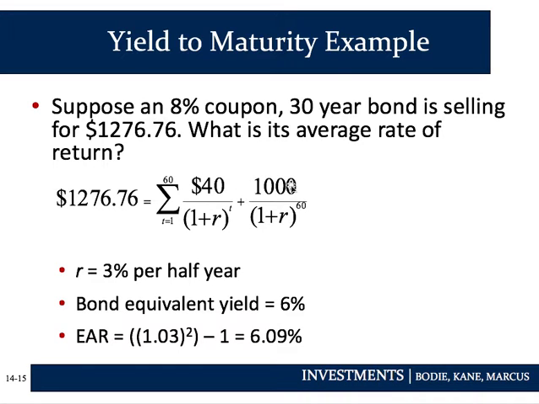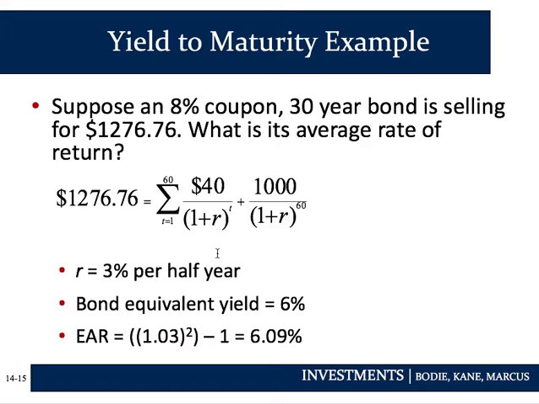$40 is the coupon. Where did we get the coupon? 8% of a $1,000 bond is $80. Divide by 2, you get 40. We have a $1,000 par value. We have 60 payments here. We have the term T. So R is the equivalent of 6% per half year.